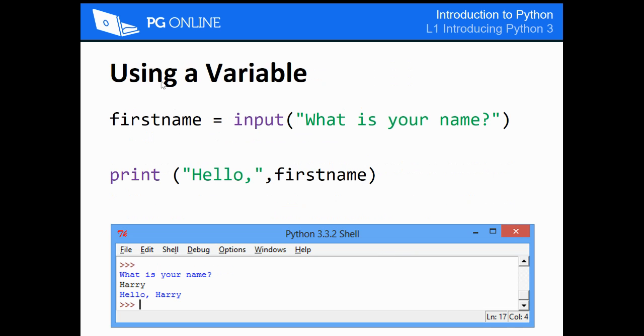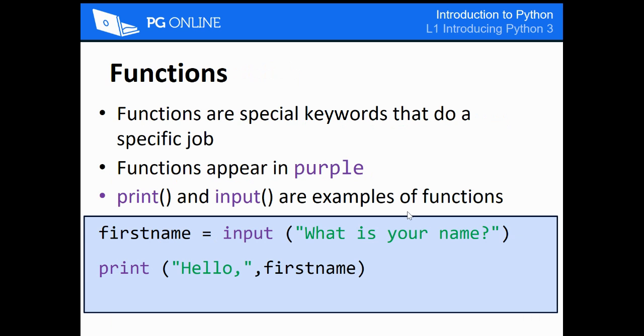Using a variable. You would have tested this out before. First name equals input, what is your name, print hello first name. If you run the program by clicking the play button at the top of your screen and type in Harry as your answer, then it'll say hello Harry. Functions are special keywords that do a specific job. Functions appear in purple, usually when we use IDLE mode. It might work differently on repl.it, but again, we'll test that out. Print and input are examples of functions.